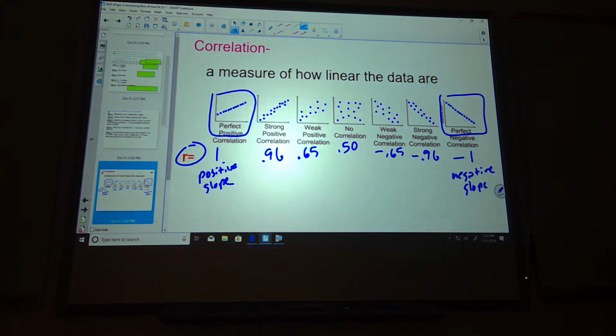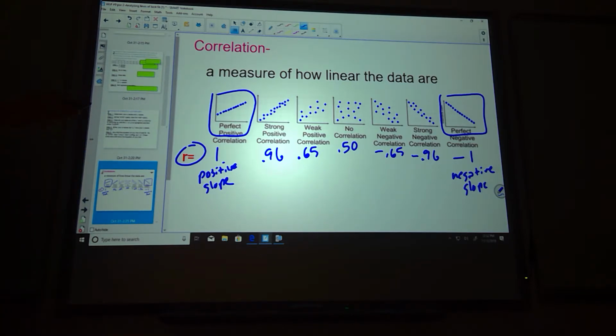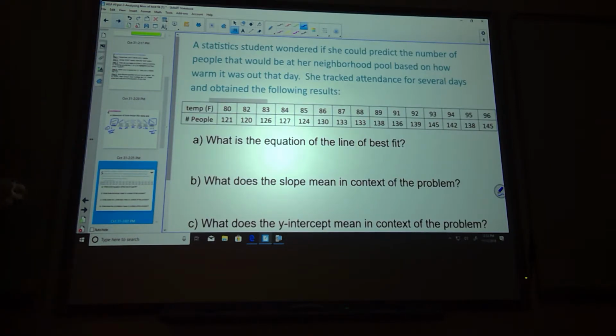Everyone still with me? May I move on? So strong positive correlation means you have a positive slope. Data falls into a line. Strong negative means you'd have a negative slope and your data is in a line. The closer you are to +1, the better your data. The closer you are to -1, also the better your data. The closer you are to 0, really bad data. Okay?